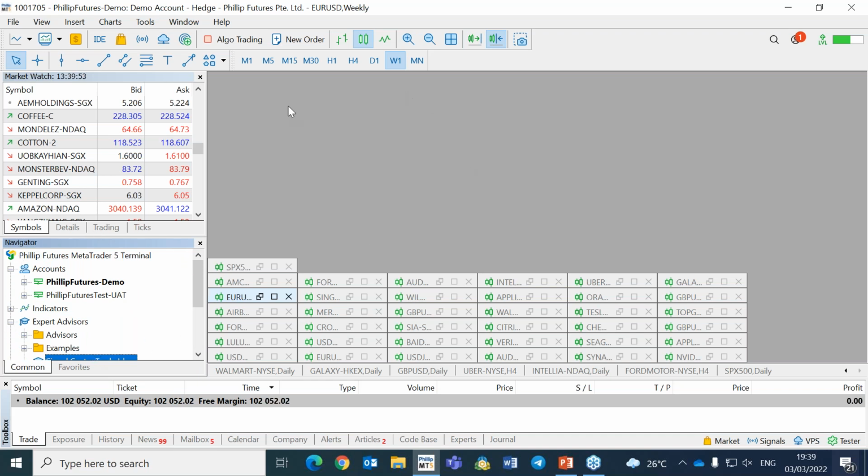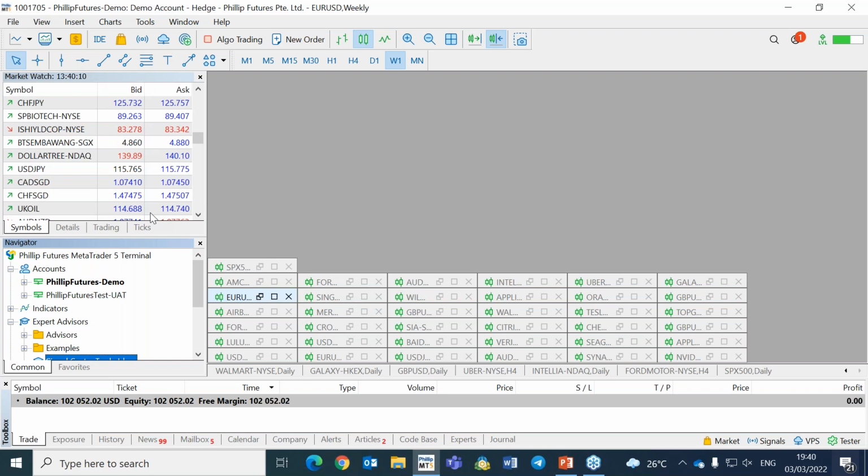Okay, and right here is the chart panel, where all your charts will appear. All these little tiles that you see here wouldn't appear on yours, because these are the charts that I have opened and loaded. So these are just arranged here.